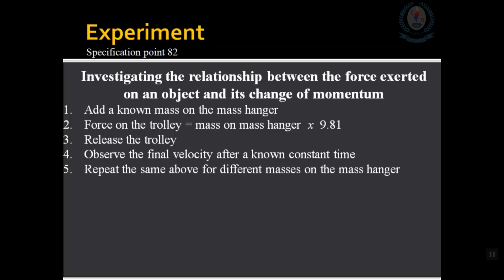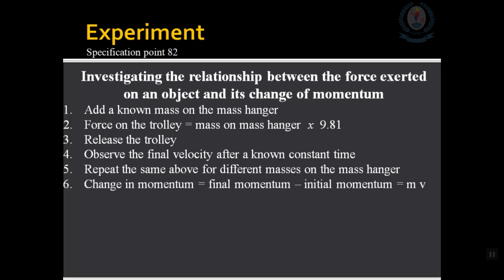Right. Then we repeat the same above for different masses on the mass hanger. We can find the change in momentum, which is equal to final momentum minus initial momentum. But the thing is, initially it was at rest, so speed is 0. So change in momentum is equal to final momentum, which is mass into final velocity, which we observed earlier.